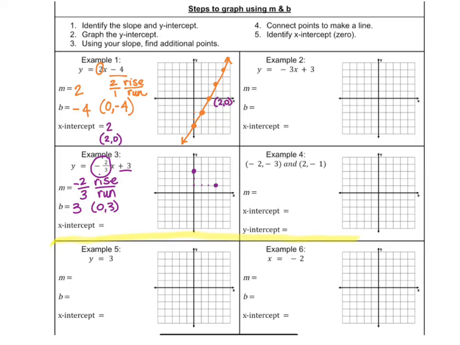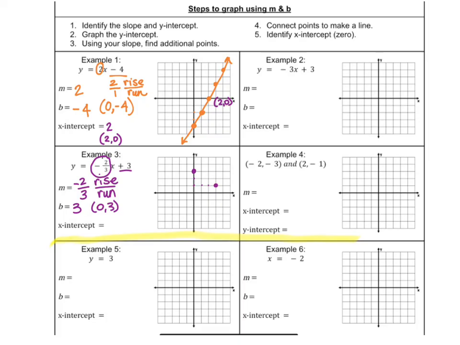Anytime I see a negative slope, that means that either my rise or my run will be negative, meaning I can either go down or I can go to the left if I want my run to be negative, but not both. If both of them are negative, negative divided by negative is still a positive, so that would make a positive line. So if I want a negative slope, I can go up and then to the left, or I can go down and to the right. One movement will have to be negative, either my rise or my run.